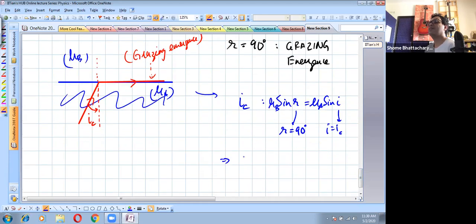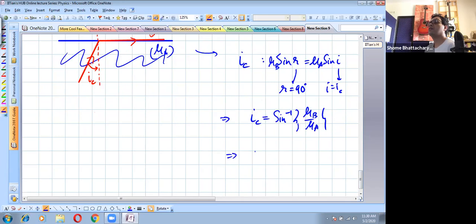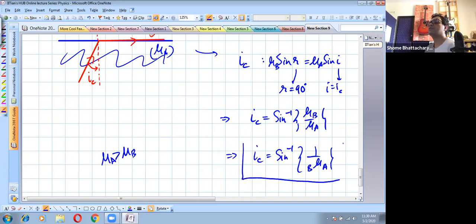So your critical angle is given by sine inverse of mu b by mu a, or better stated, sine inverse of 1 upon mu of A with respect to B, where we understand that A is the denser medium. So first of all, this is the formula of the critical angle in terms of sine inverse. This is something we should remember.